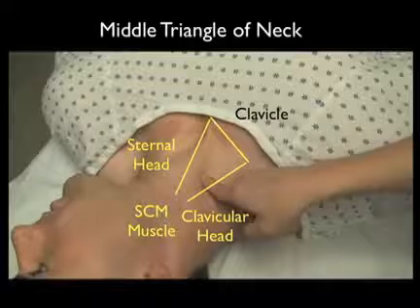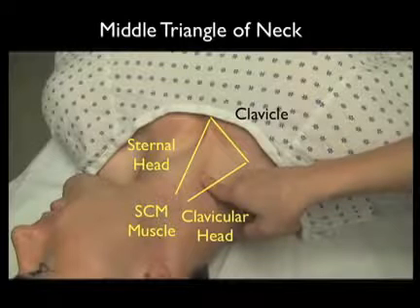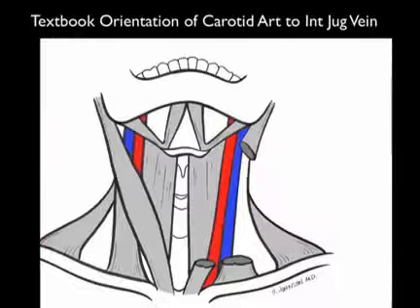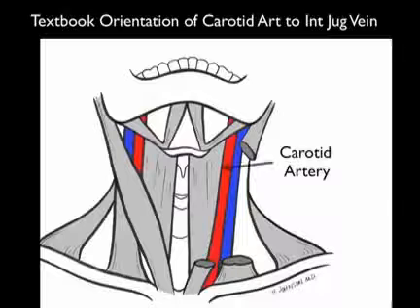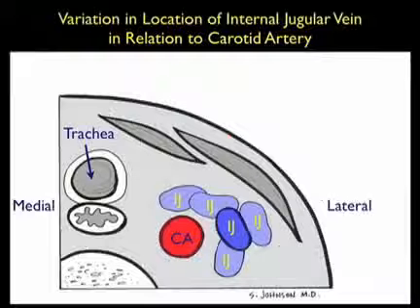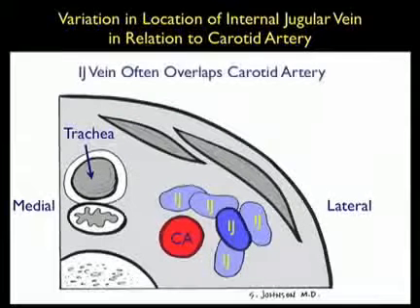We see here that the clavicle forms the inferior boundary of the middle triangle of the neck. Within the middle triangle of the neck run two very important vascular structures, and as per the textbook orientation of the carotid artery to the internal jugular vein, we see in the image here that the carotid artery should run medial to the internal jugular vein, which lies lateral to the artery. However, unfortunately, there's great variability in human anatomy, and many times the internal jugular vein can overlap the carotid artery, as shown in the drawing here.